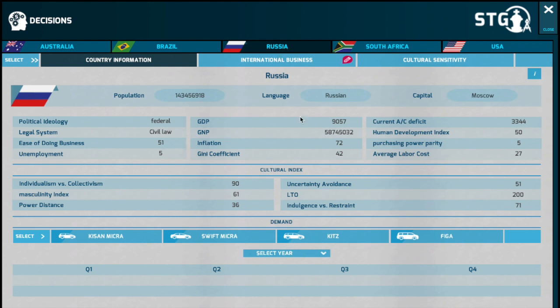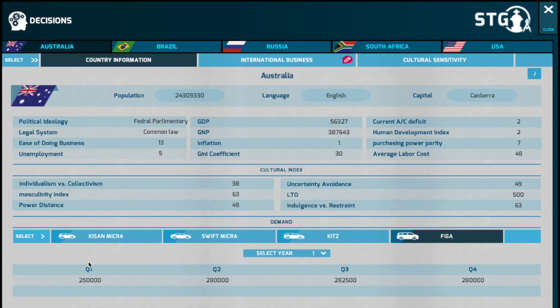Details of a country's economic, political, legal, and cultural aspects are provided to you as information on the country information dashboard. The Geert Hofstede model also gives you information on the cultural aspects and the cultural index of various countries that you are interested in. You would be in a position to review the demand for your products by toggling the product icon and selecting the year from the year drop-down in order to view the demand across various quarters.